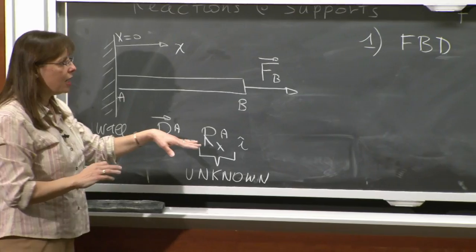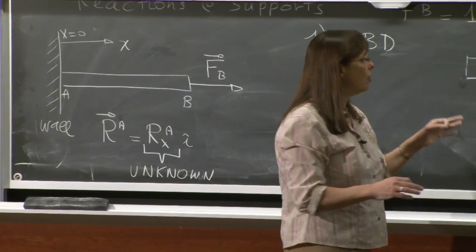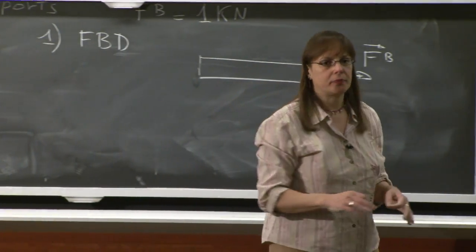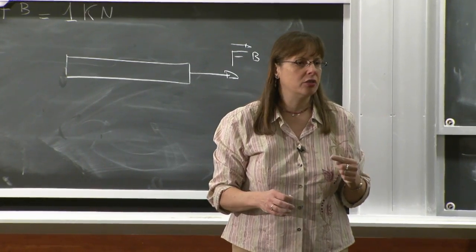So now this is very important. The way that we put unknown quantities in our free body diagram in 201, we do not draw them the way we intuitively think they're going to go, okay?